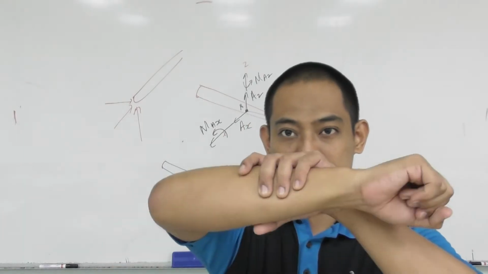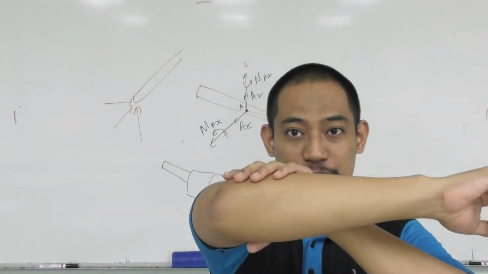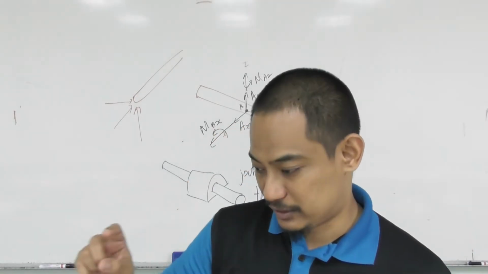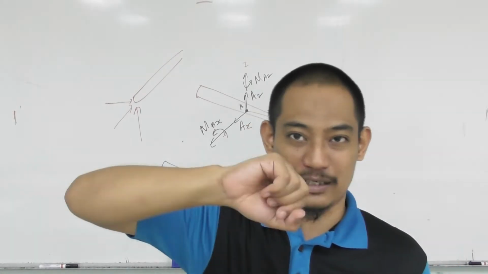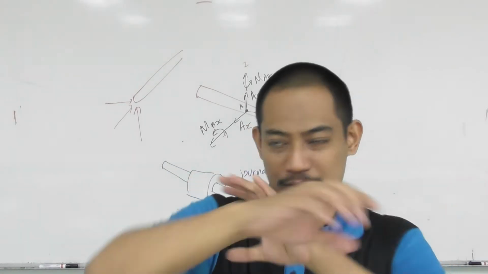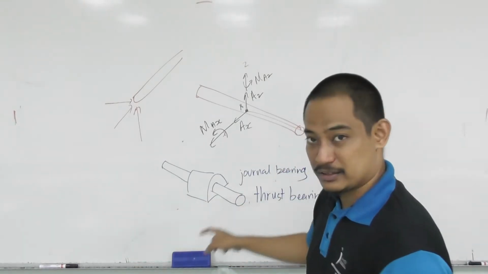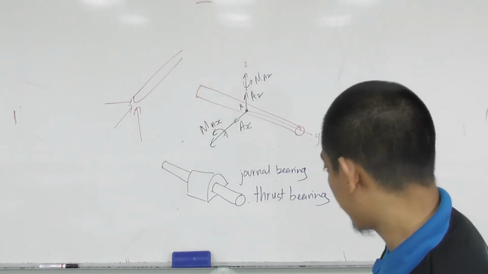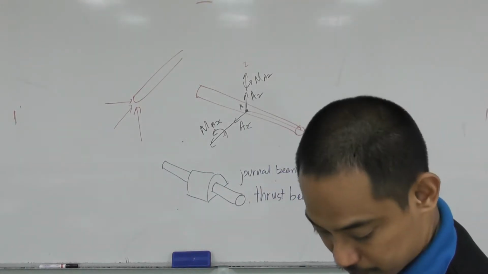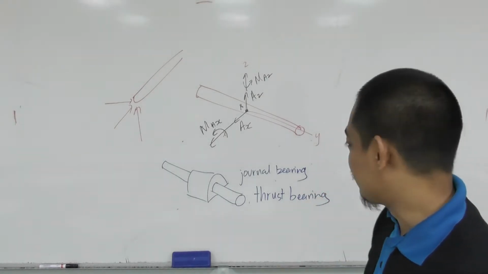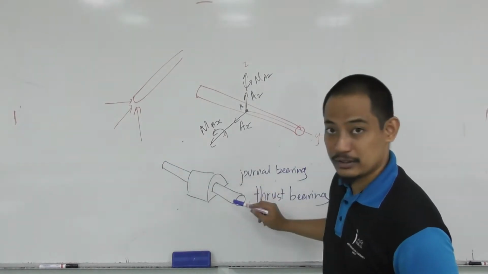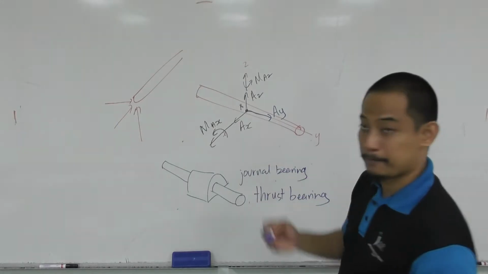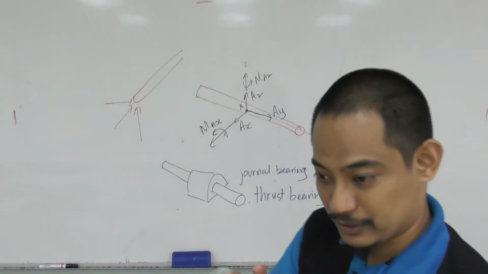With journal bearing, you can freely move. The mechanism is that the rod can move in this axis, but with thrust bearing, you cannot. It is stuck. You have the same drawing, but the name is different, implying the mechanism is different. So in thrust bearing, hopefully you can understand it, you cannot move in this axis. Hence, you will have AY.